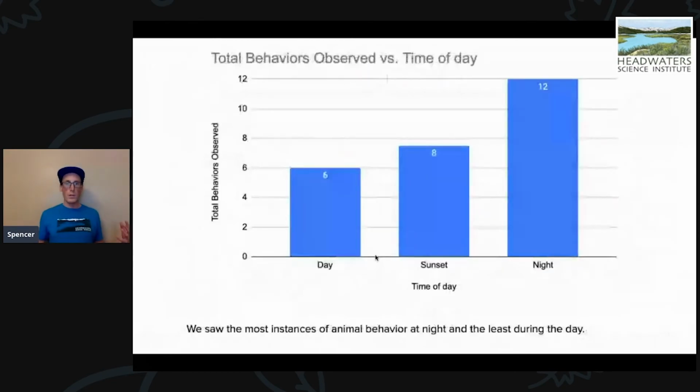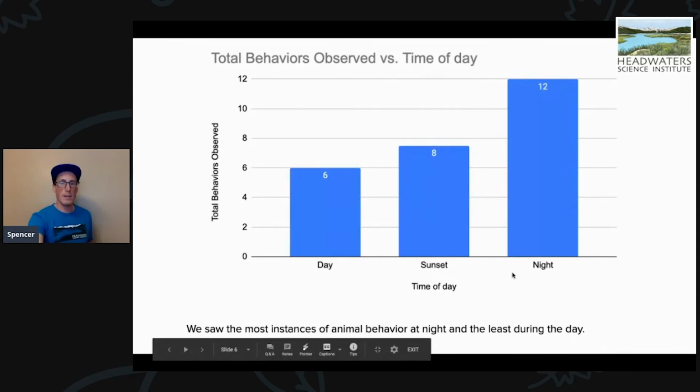So, thinking of our question, when do we see more animal behaviors? At night, sunset, or during the day? We thought that we would see more animals during the day, but we were actually wrong. We saw more at night, almost double the amount that we saw during the day, whereas sunset was a little bit in the middle.